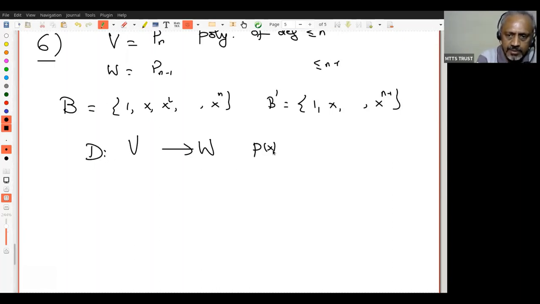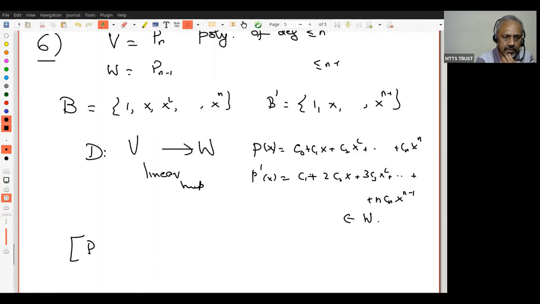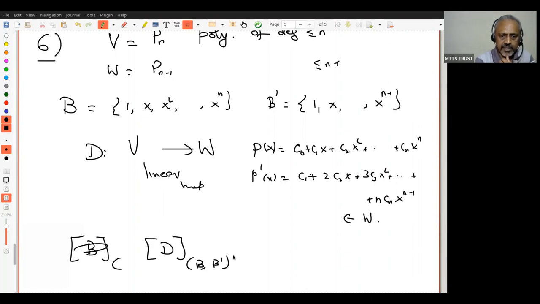That is, if you give me P of x equal to, let us say, c0 plus c1 x plus c2 x squared plus up to cn x power n, then P dash x will be c1 plus 2 c2 x plus 3 c3 x squared plus up to n cn x power n minus 1. Therefore, this belongs to W, because it's of degree at most n minus 1, right? And we know this is a linear map because of the derivative properties, all right? So this is a linear map. I want to know what is the matrix of D, differentiation, with respect to the ordered bases B and B dash.